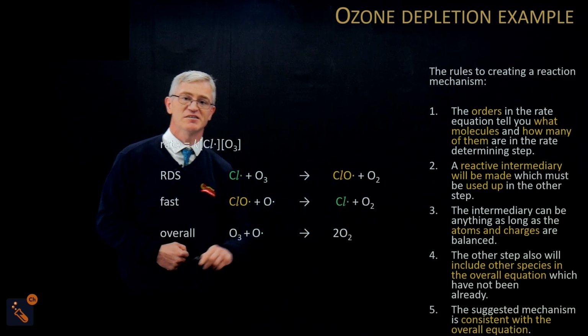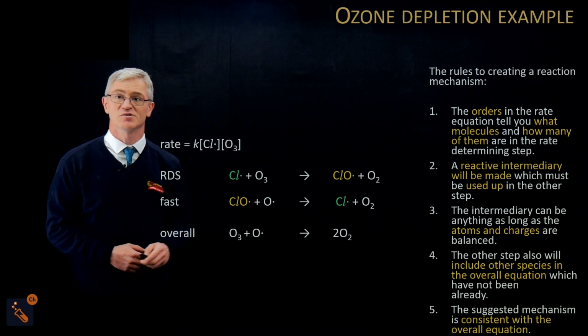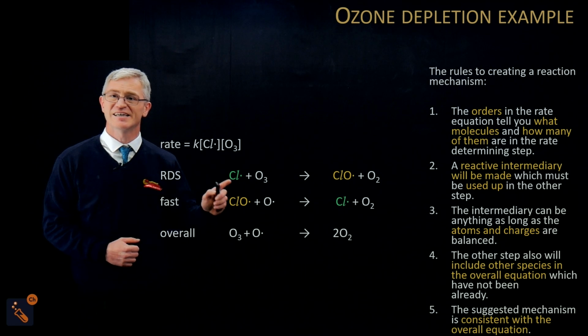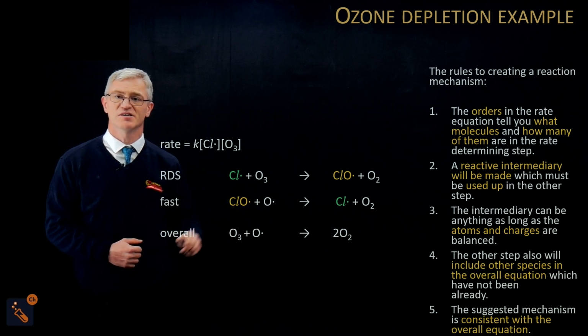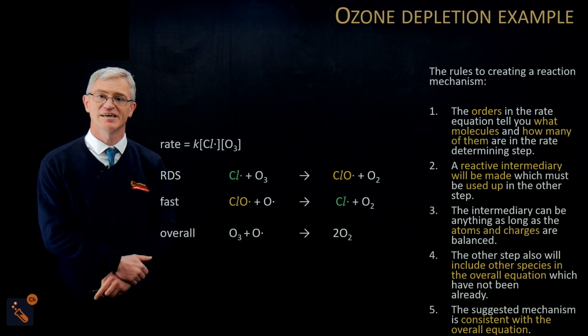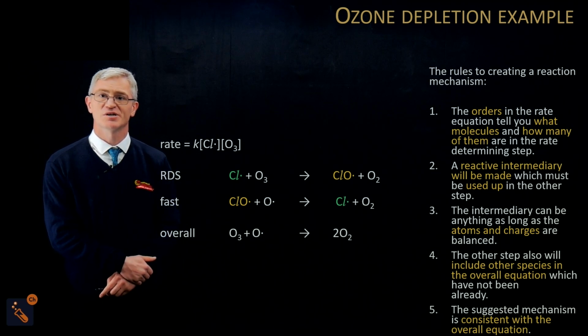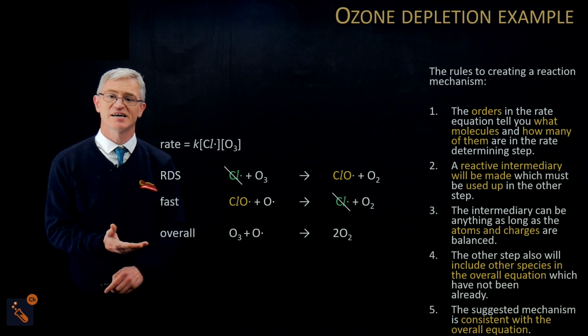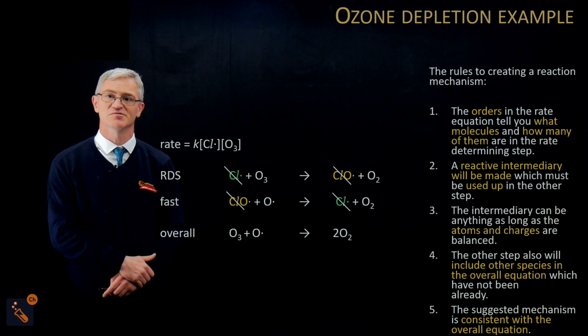So the suggested mechanism is consistent with the overall equation, and everything is balanced charge related. They're not too worried about you putting the radical dots on, by the way, so don't worry if the radical dots are there. They usually give you the mark anyway. But again, let's just show this cancelling. So you've got the cancelling of that, which means that is a catalyst because it's used up and regenerated, and then your intermediary cancels as well.